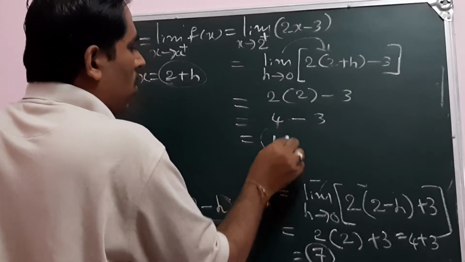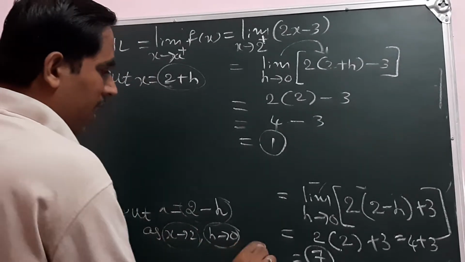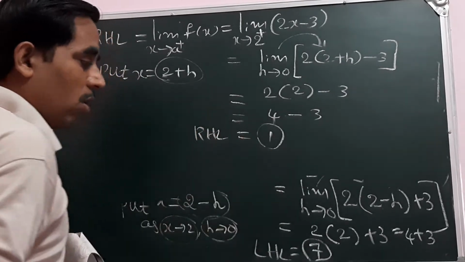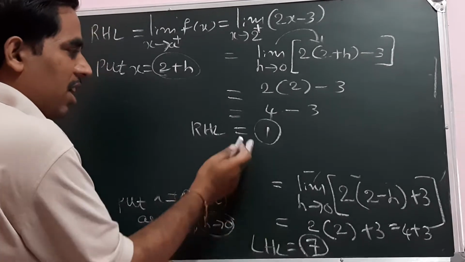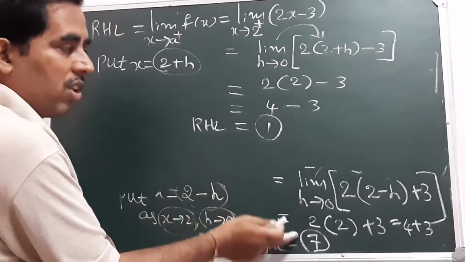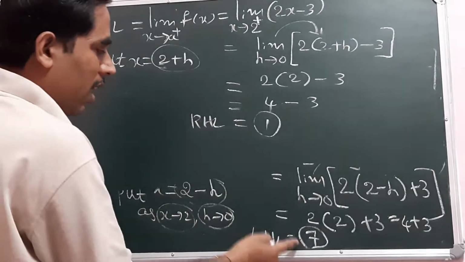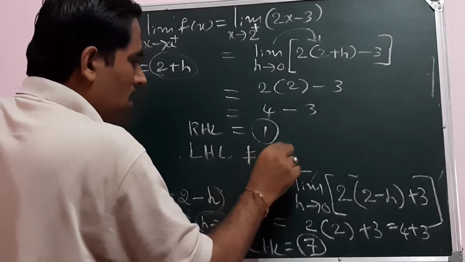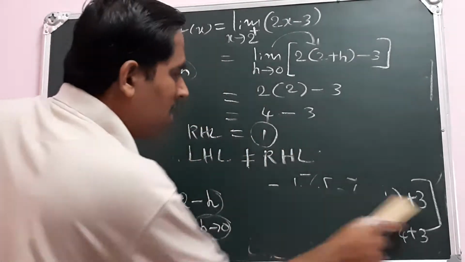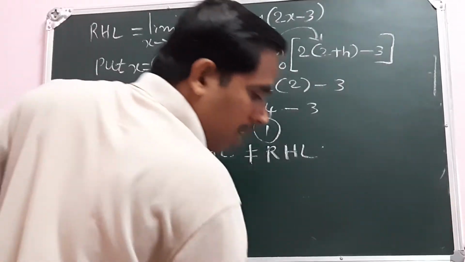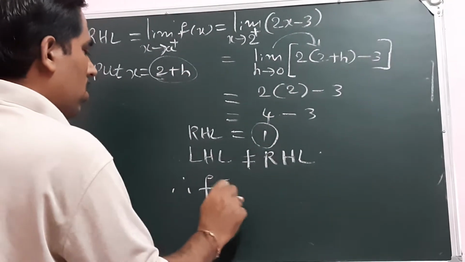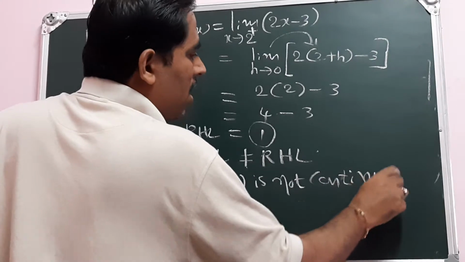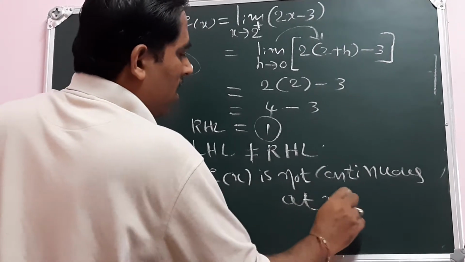This is 1. So our left hand limit was 7, and our right hand limit I got is 1. So here itself we can conclude that the function is not continuous. We can easily write that the left hand limit is not equal to the right hand limit. Therefore, f of x is not continuous at x equal to 2.